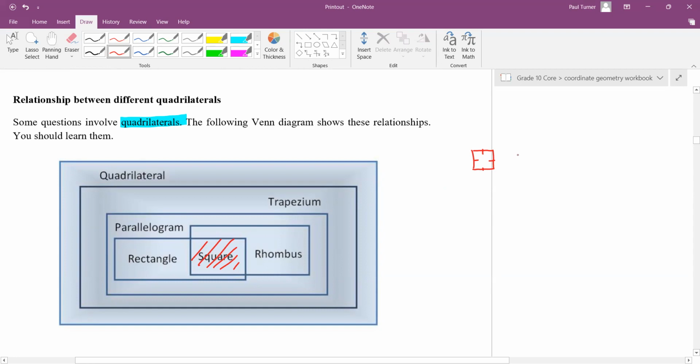And then you could have something like that, which is not really anything. All the lengths are different, all the angles are different. So this is a quadrilateral as well.